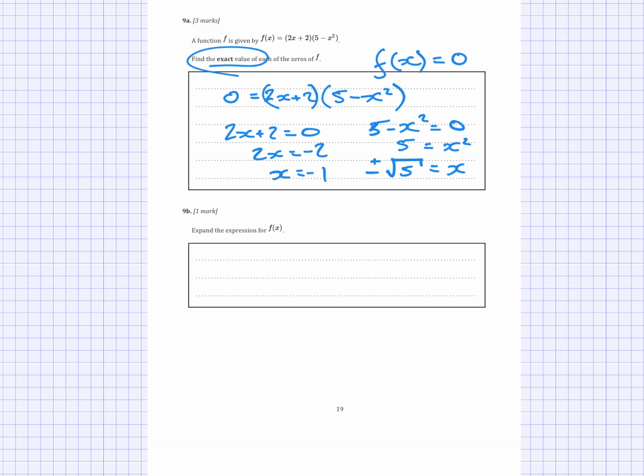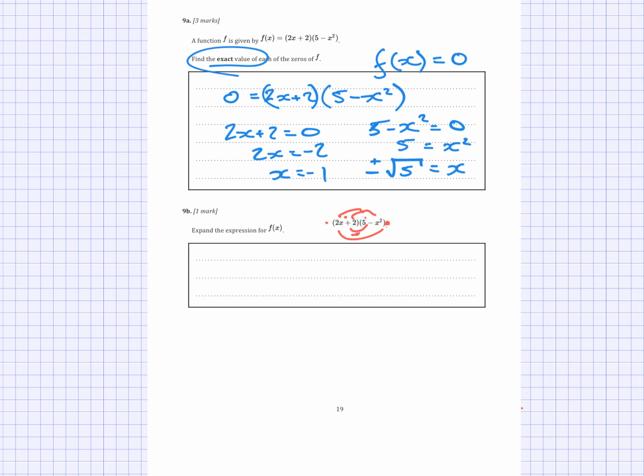Okay, next we need to expand our function f of x. So if I take my function f of x, bring it down here, we're basically going to look to multiply everything out. So this times this, this times this, this times this, this times this. And we can do a little smiley face with some ears. And an extra mouth under there. Kind of. Anyway, make sure we multiply everything out.